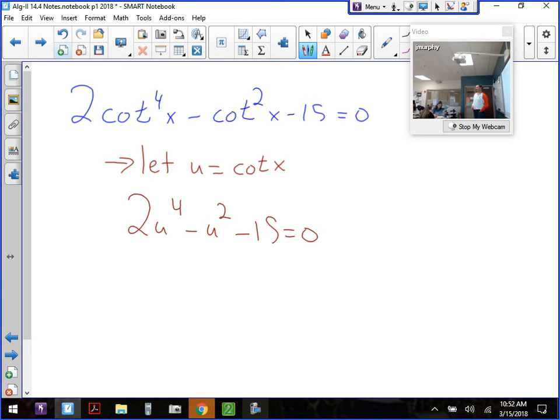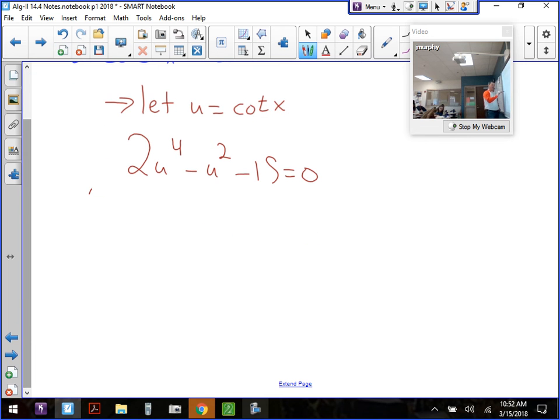And now you're at a simpler-ish quadratic, 4th degree, 2nd degree, constant, so I can factor it just like I would anything else. What times what is negative 30 that I add together to get negative 1? Negative 6 and 5. Very good. So you have 2u to the fourth minus 6u squared plus 5u squared minus 15 is 0. And now I'm back to a factor by grouping style problem.